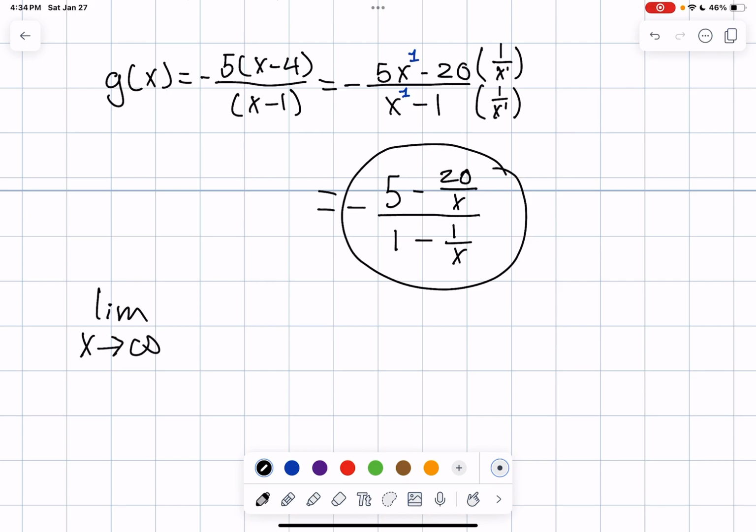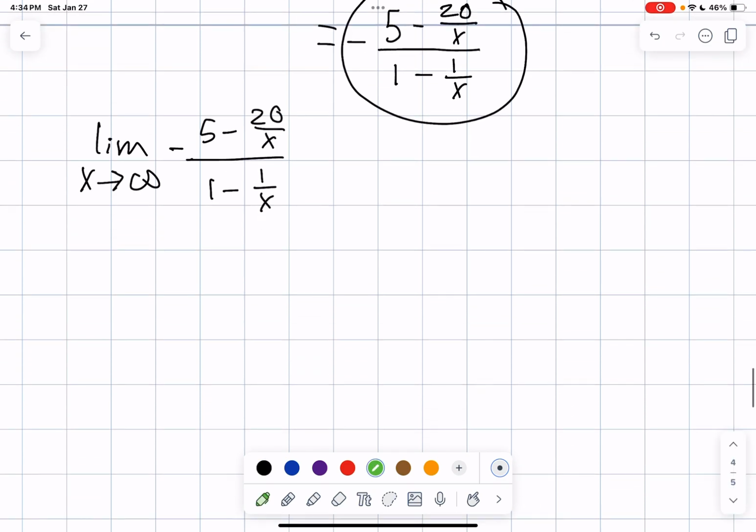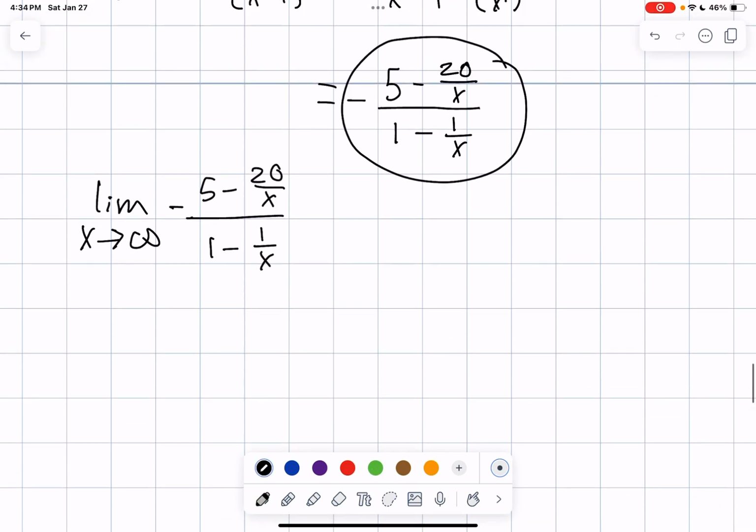Limit as x approaches positive infinity of negative 5 minus 20 over x, over 1 minus 1 over x. Well, when you have infinity on the bottom of the 20 and the bottom of the 1, these terms are going to cancel out to 0. So you're going to be left with negative 5 over 1, which equals negative 5.